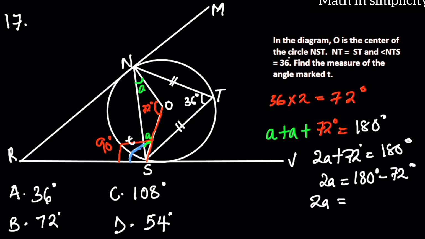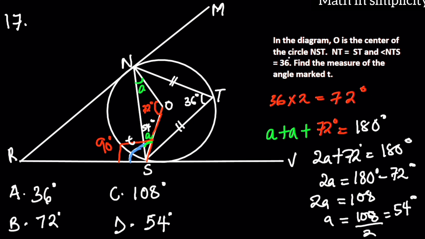2A is equal to 180 minus 70, which is 110. 110 minus 2 is 108. So A is 108 divided by 2, which will give us 54 degrees. So we have A as 54 degrees.